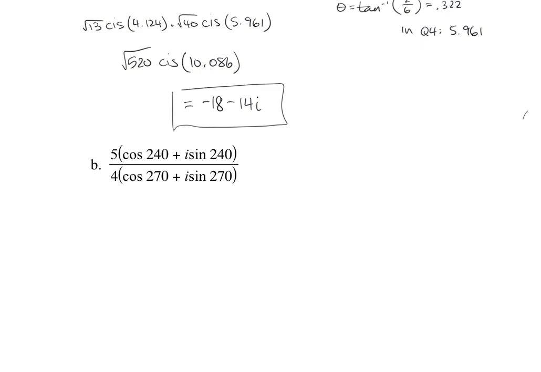Now, luckily, part B is already in polar form. When you're dividing two complex numbers in polar form, you divide the modulus of the numerator by the modulus of the denominator. And you subtract the two arguments. So we have 240 minus 270.